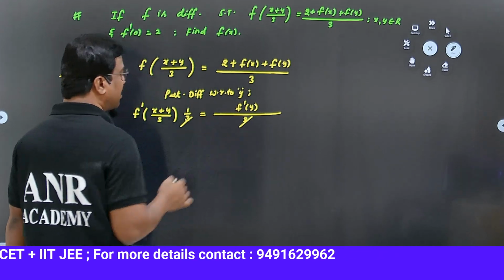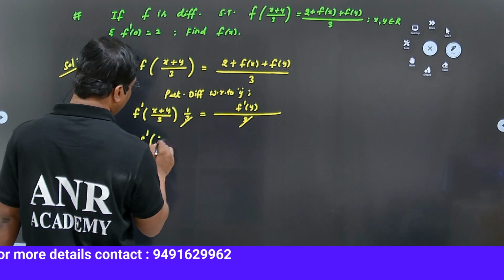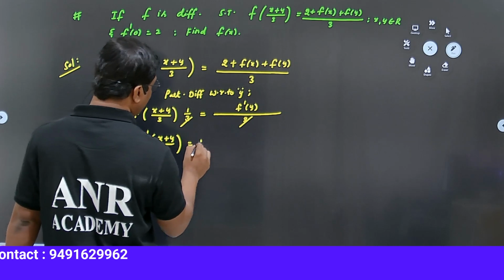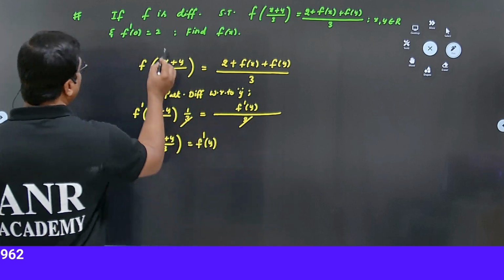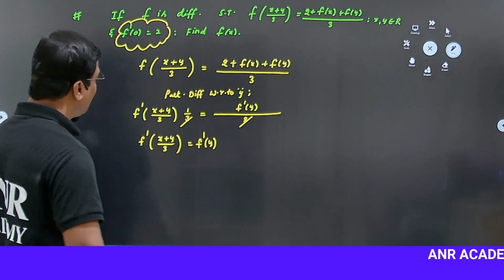3 gets cancelled, and hence we get f dash of (x plus y) divided by 3 equal to f dash of y. Observe here, you have f dash 0 value 2. So put y equal to 0.